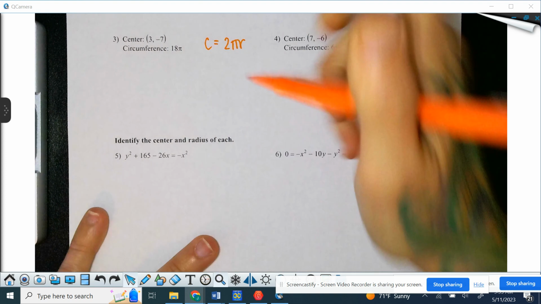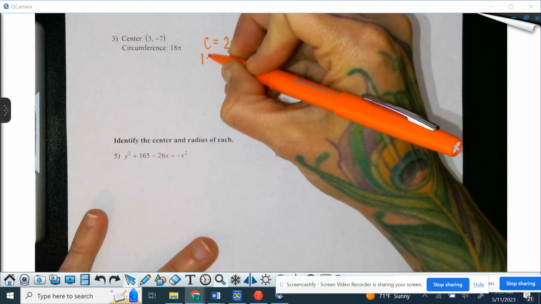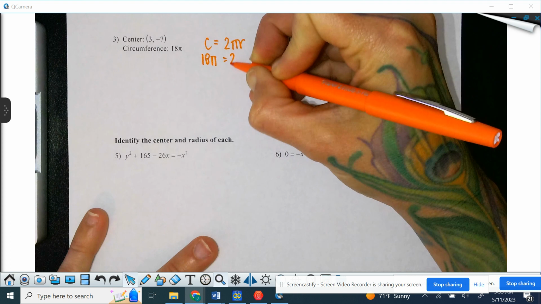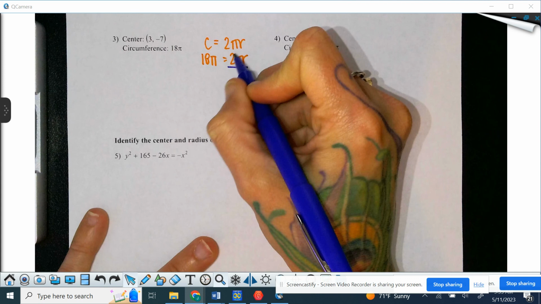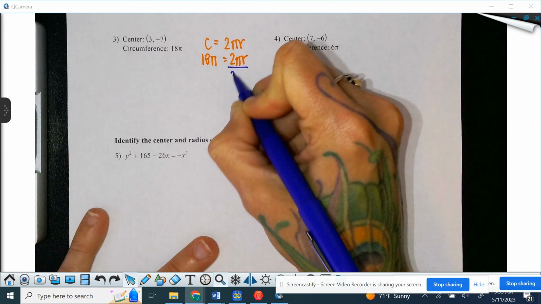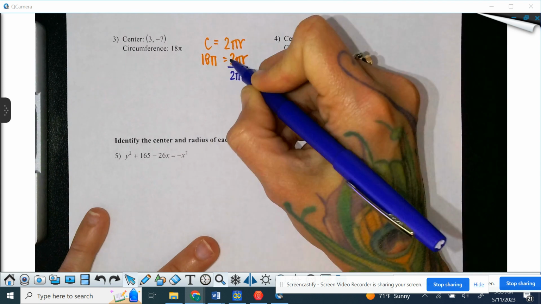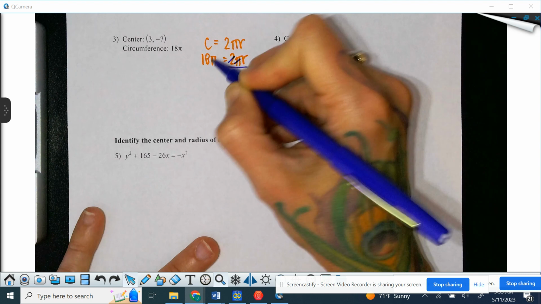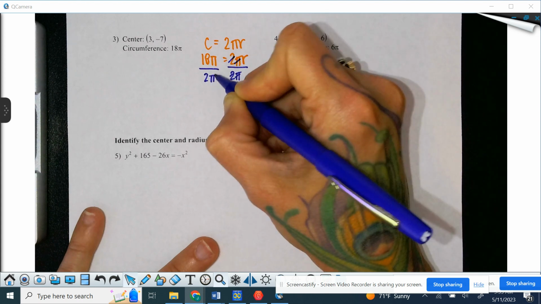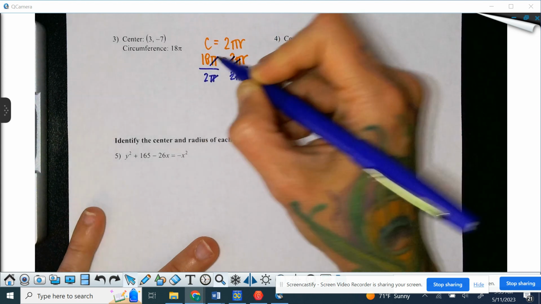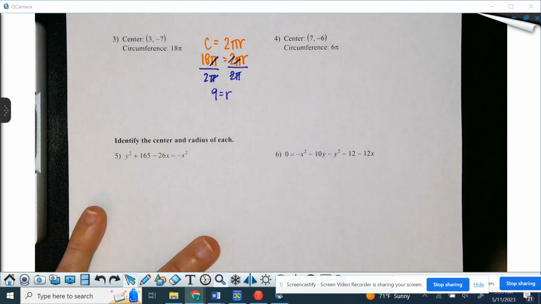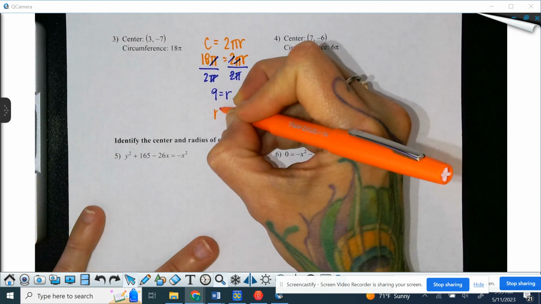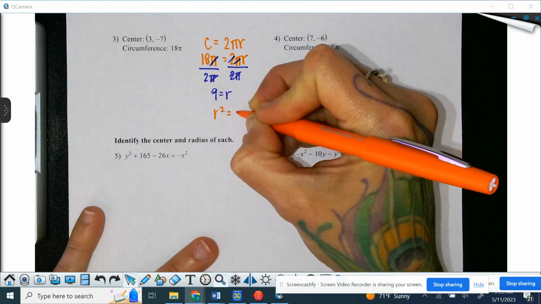So C is 18 pi equals 2 pi r. We need the r by itself. You can divide by 2 and then keep going, and then by pi, or they're both multiplication, so we could divide by them both at the same time. Then 18 divided by 2 is going to give me 9. So our radius is 9. Slightly different than before because now we need to square that because r squared is what we need for our equation, and 9 times 9 is 81.